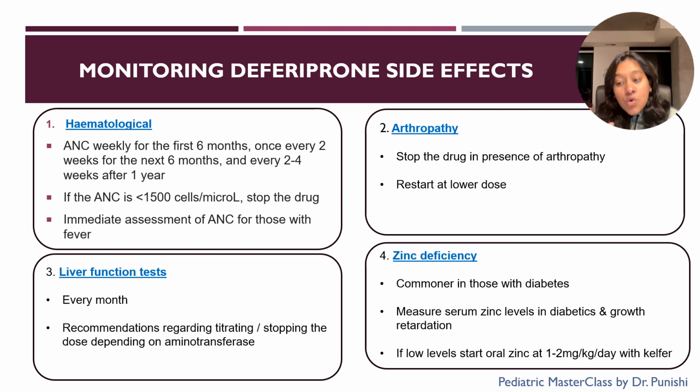Interestingly, adults or older kids who have diabetes often have associated zinc deficiency. So measuring serum zinc levels in those who have diabetes and growth retardation is something that should be thought of. And if the zinc levels are low, then we need to start zinc supplementation.